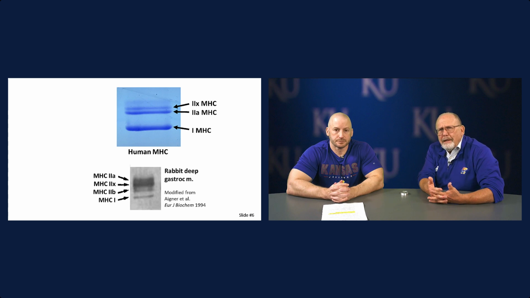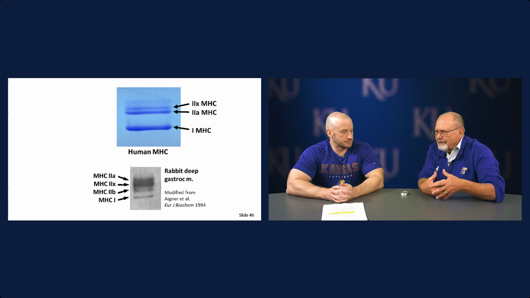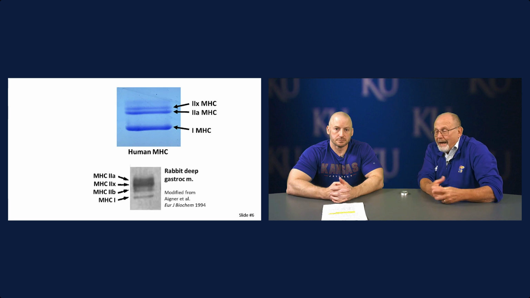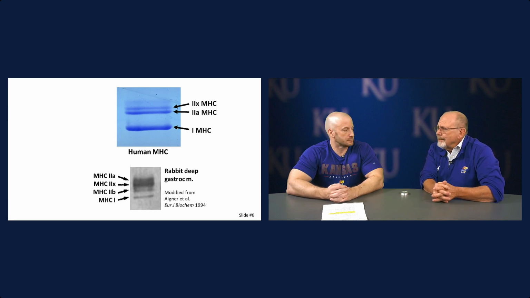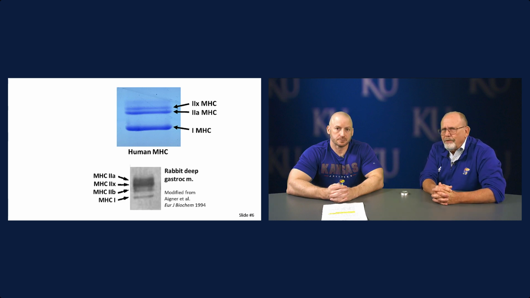In the rabbit, it's lighter or smaller than the 2A. But in the human, it's the other way, because it's at the top. These are not identical. And so, it's kind of beating a dead horse as to why the names were changed. Suffice it to say that now we call the fastest human isoform 2X. But again, it's not identical when you compare animals with humans.